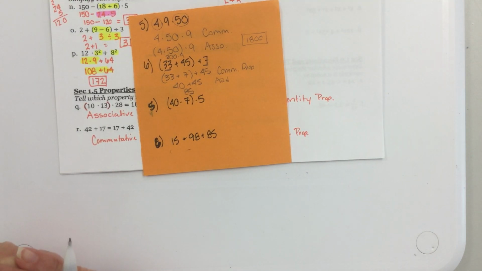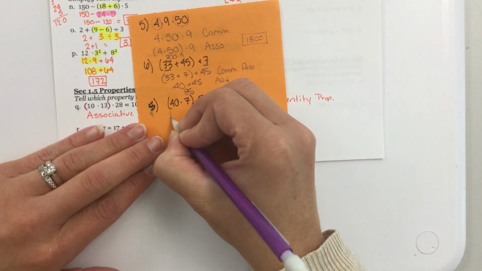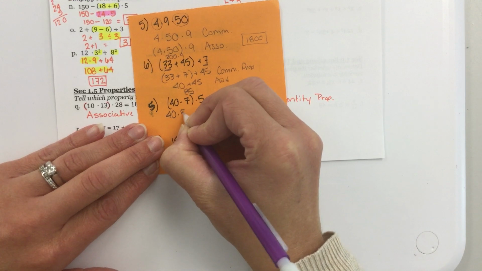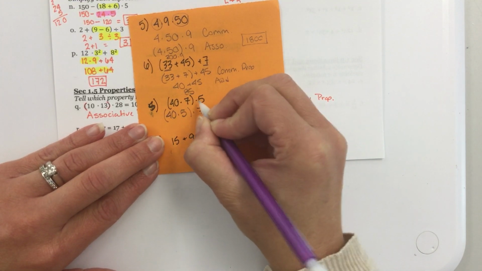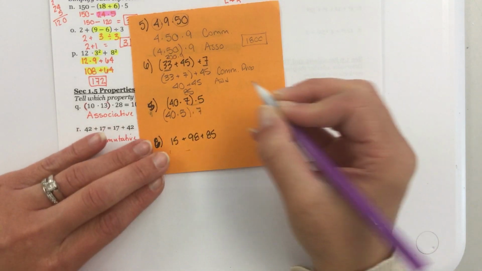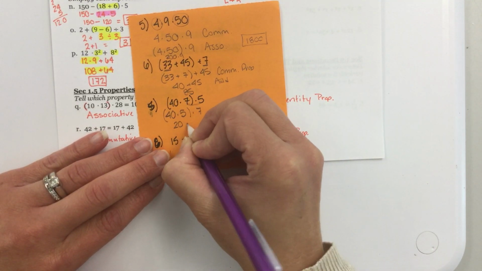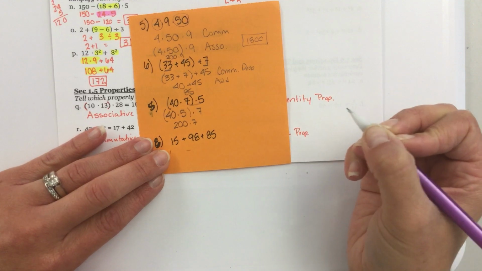Okay, the next problem. Let's see. Anyone want to change it? Peyton, what do you think? 40 times, or 5 times 40. Yeah, why do you choose to do that? Because that one is a lot simpler than the 40 times 7. Yeah, so we just are going to switch the location of these two. So this gives us 200, and then that becomes a little bit nicer.